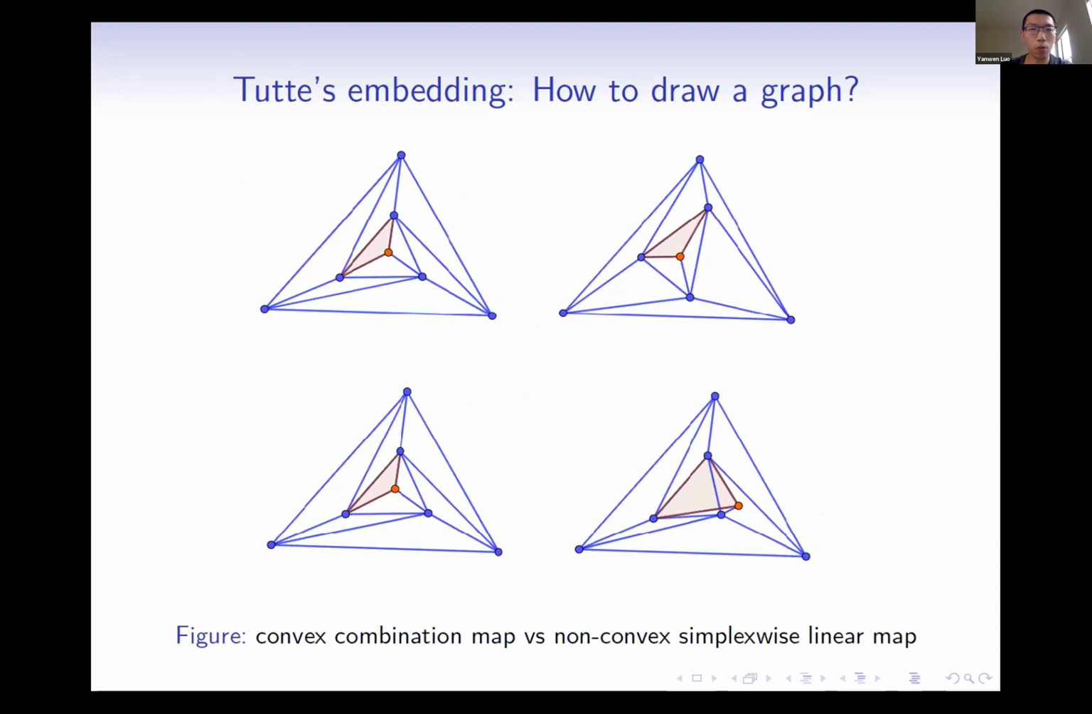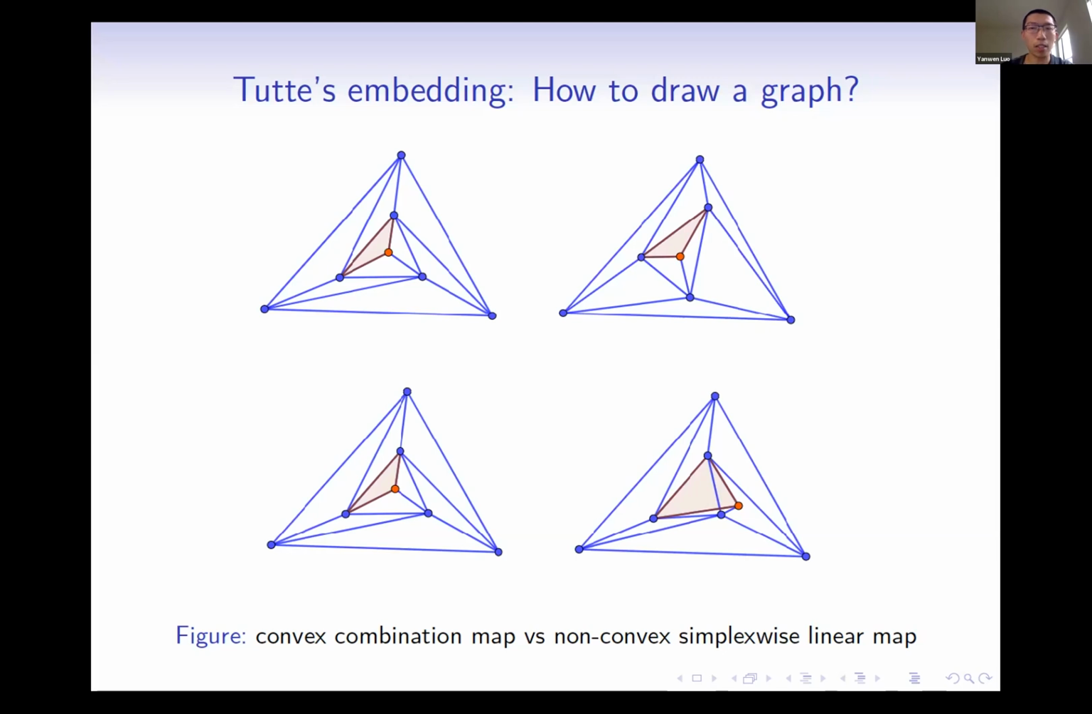And here in the first row, if we think about the natural simplicial linear map from the left to right, that will be a convex combination map, because if we look at the images of all the vertices, they are indeed in the convex hull of their neighbors. And if you look at the second picture in the second row, that will not be a convex combination map because the red vertex is not in the convex hull of its neighbors. And as this picture indicates, it seems like we really don't have an embedding, right? There are some overlapping triangles and intersections of edges.